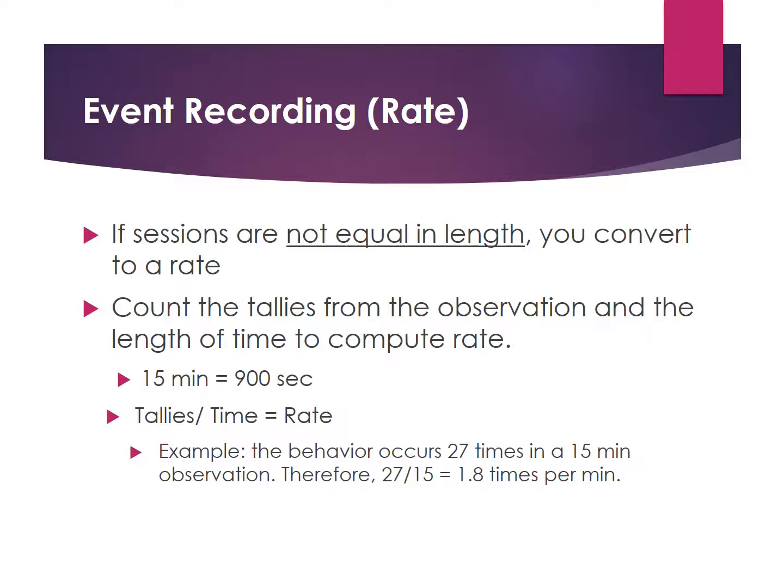That is, if you start with minutes, keep minutes throughout the rest of the time that you're converting it into rate, or seconds, for example. So you easily convert the rate by counting the total number of tallies, and you simply divide it by time, and that's going to give you that rate. So if the behavior happens 27 times in a 15-minute observation, I would divide 27 by 15 minutes, and that would equal 1.8 times per minute. I could also translate that into times per second by taking that 15 and replacing it with 90, for example.